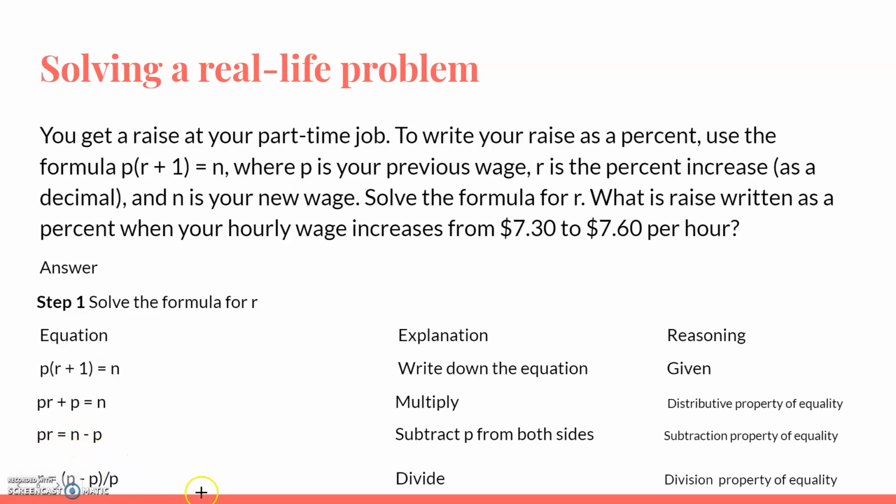And then divide both sides by P, which then gives us R = (N - P) / P.